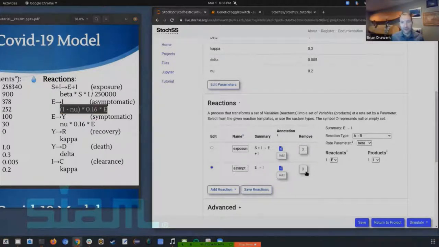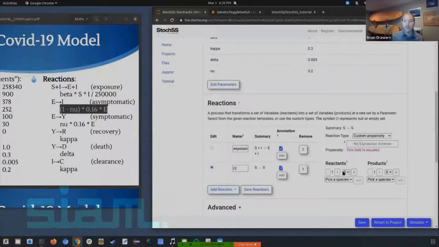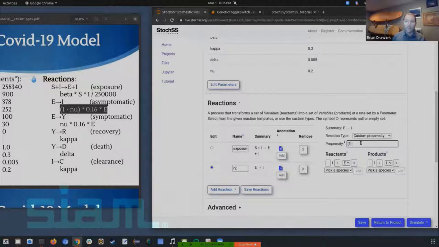So unfortunately, I'm going to start up again, come back here, custom propensity, and this is going to be E goes to I, and the rate is going to be 1 minus nu times 0.16 times E. If you're wondering where these numbers came from, I would encourage you to look at our paper in Bioinformatics. We did some pretty complex parameter fitting with the given data that was out there. And I think it's some great work. So A-S-Y-M-P-T: E goes to I at this complicated rate.